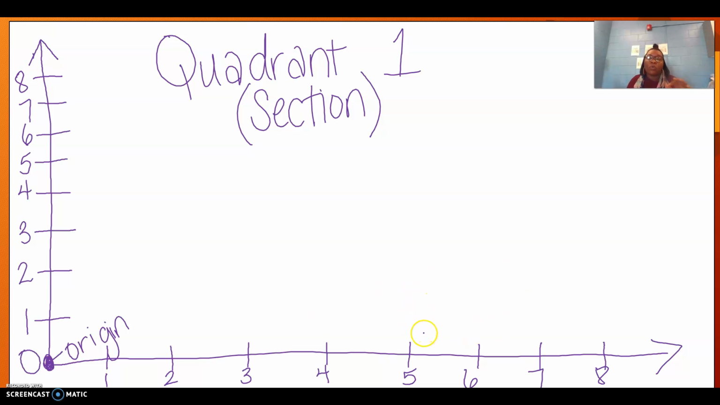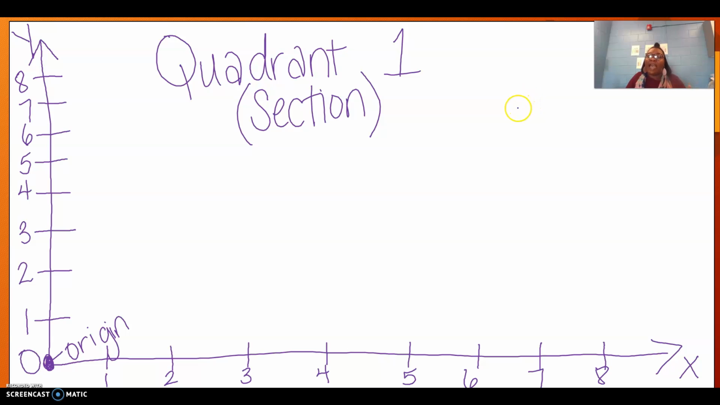So an ordered pair tells me where a point would be on an X and Y axis. When we're looking at an axis, we want to look at our horizontal and vertical number lines. Our horizontal number line that goes from east to west or west to east is called our x-axis, and our vertical number line is my y-axis.